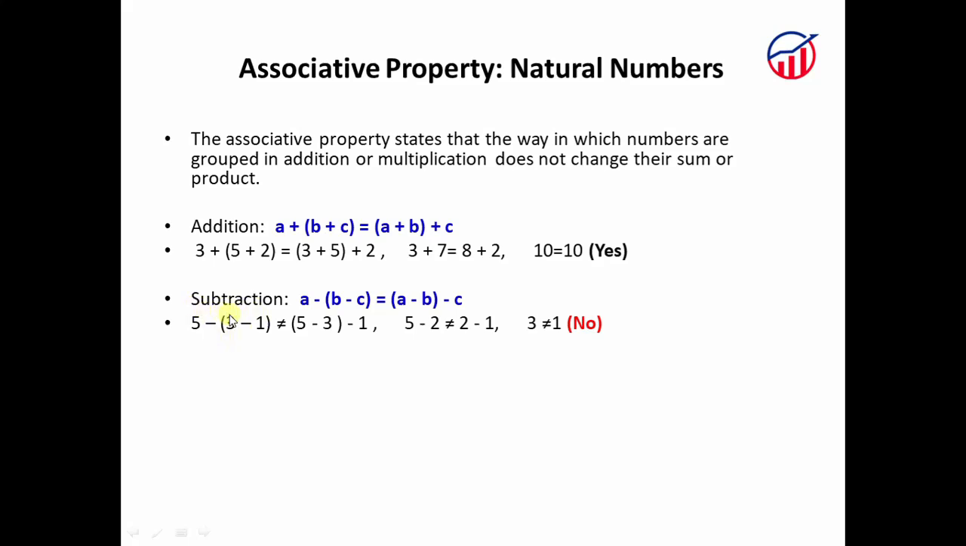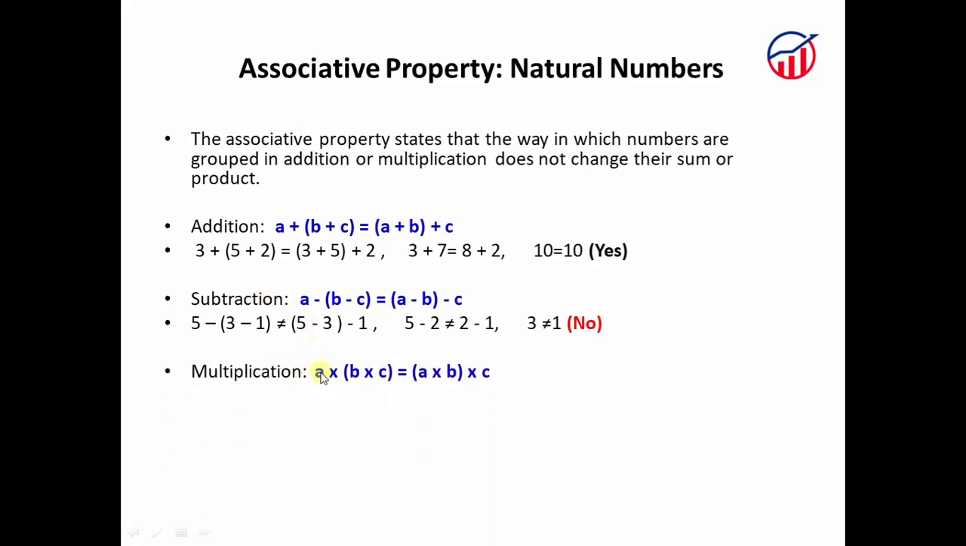First we solve the brackets. 3 minus 1 is 2. So you have 5 minus 2. And again you solve the bracket over here. 5 minus 3 is 2. So you have 2 minus 1. So 5 minus 2 is 3 on the LHS, and on the right hand side it is equal to 1. So you see LHS and RHS are not matching, hence the associative property does not hold good for subtraction.